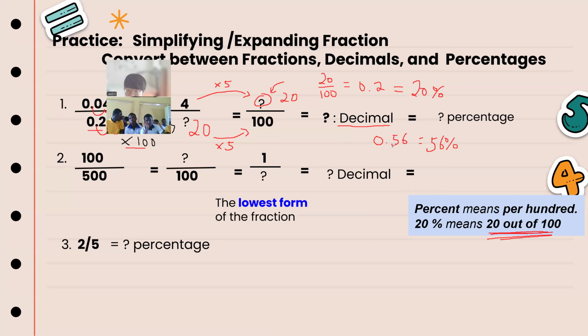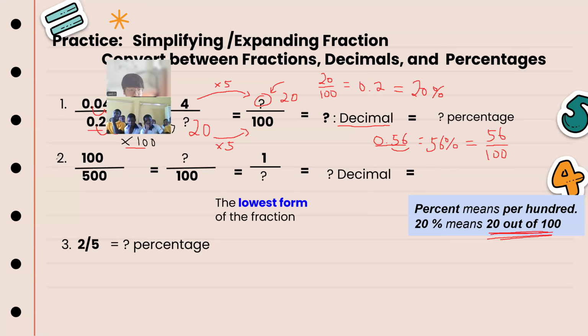It's always going to be 0 point and then the percent. And this will be in decimal form. And if you put it in fraction form, this will be 56 over 100. Always remember to be able to convert between these three forms because that will be really important when solving mathematics problems in the future. Okay.